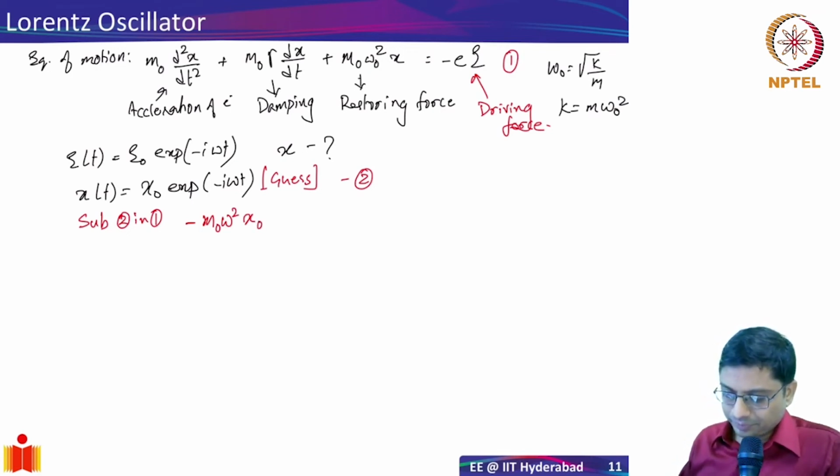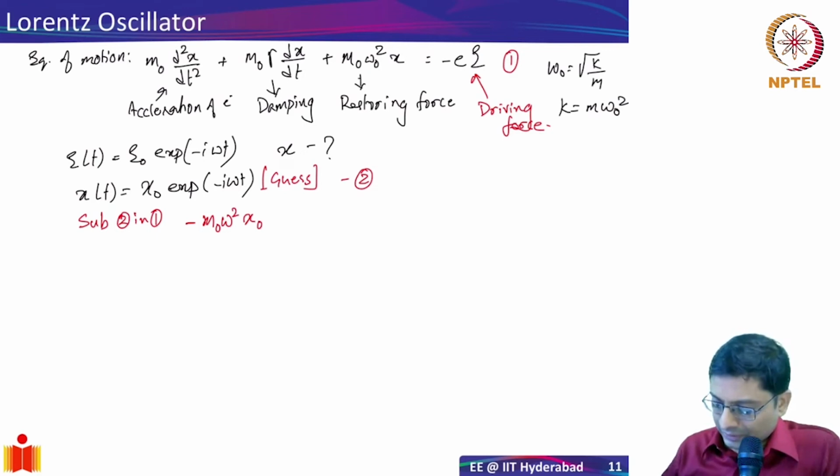Plus, I'm dropping the exponential dependence. And then dx by dt. What is dx by dt? Well, it's just minus i omega x, right? So i m naught gamma omega times x naught. And then the last term will be m naught omega naught square x naught.